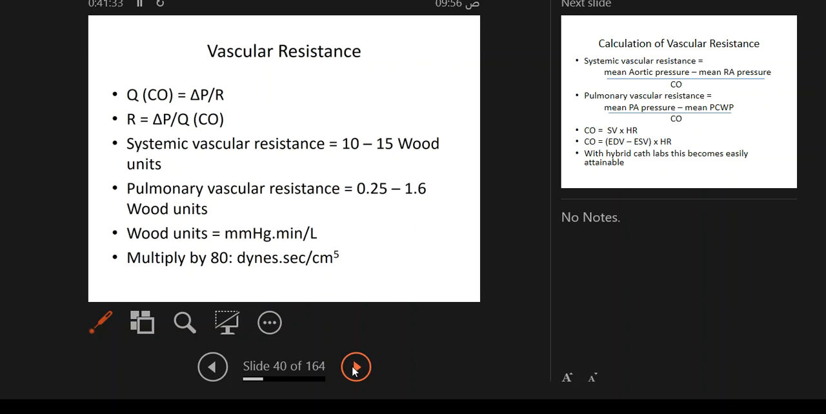We know that the systemic vascular resistance is 10 to 15 units. Pulmonary vascular resistance is 0.25 to 1.6 Wood units. And the Wood units equal millimeter mercury minute per liter. Multiply by 80, you get dynes seconds per centimeter to the power 5. That's just silly math stuff, we have no business with it.